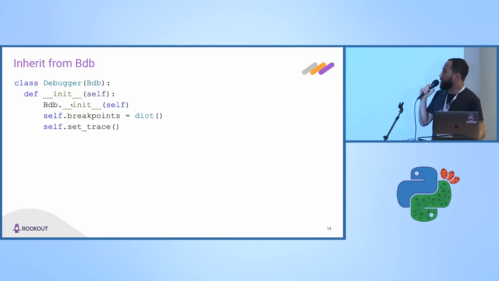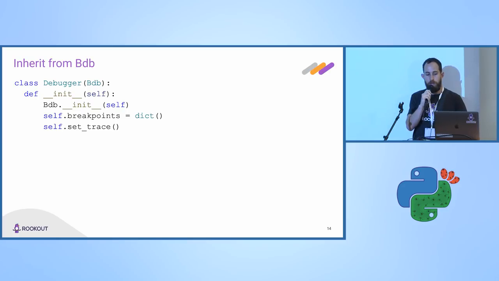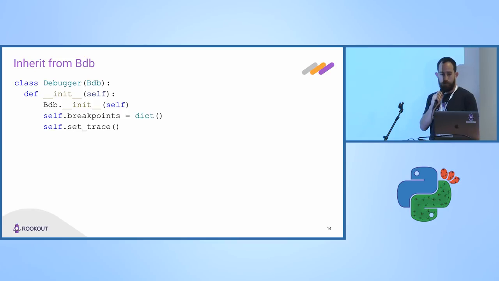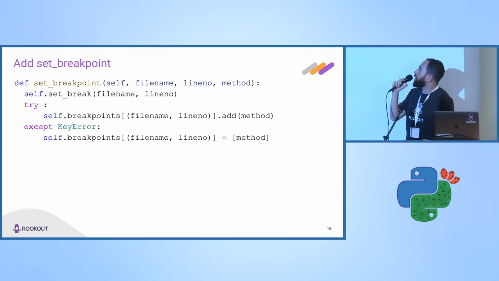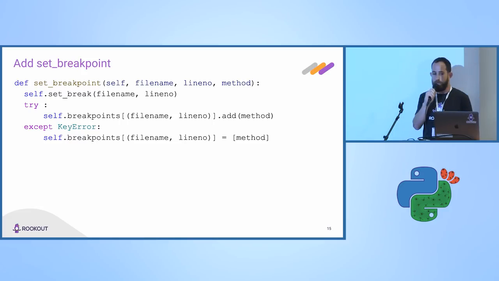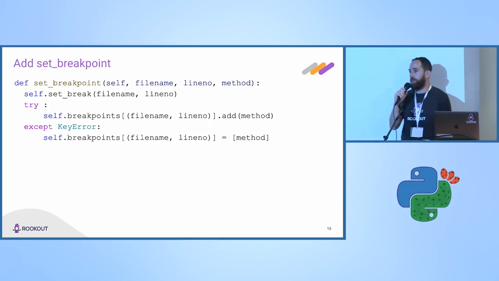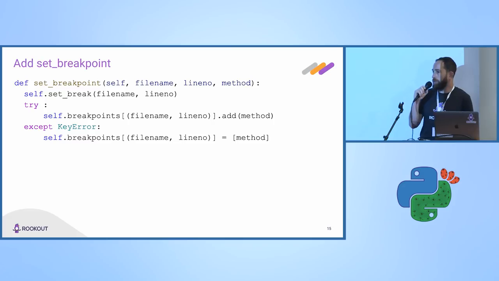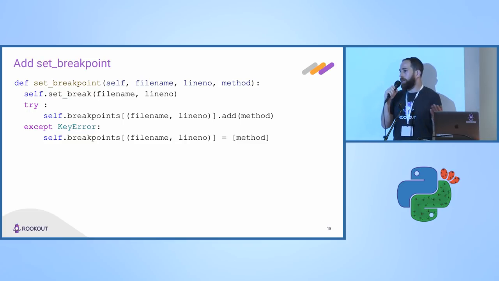We call the BDB inherited constructor. We create a breakpoints dictionary to keep track of our breakpoints, and we call set_trace, which has BDB install its own tracer function using sys.settrace. Now, the next step is adding our set_breakpoint method, which accepts a file name, a line number, and a method, and calls set_break from BDB to do the magic and just install our breakpoint within the dispatcher, within the trace function. And then all we have to do is record the breakpoint, file name, and line number within our breakpoints dictionary, and keep track of the methods we want to call.